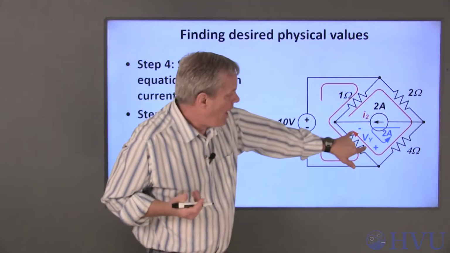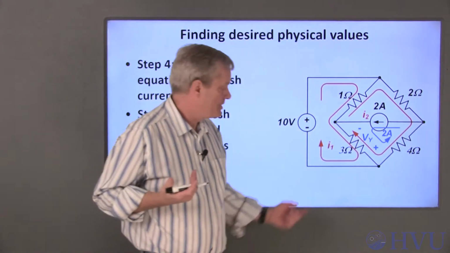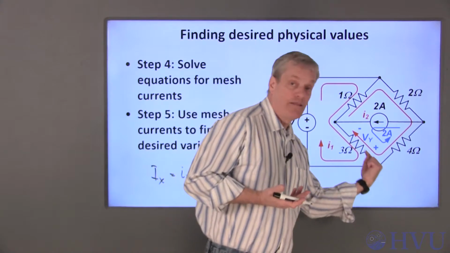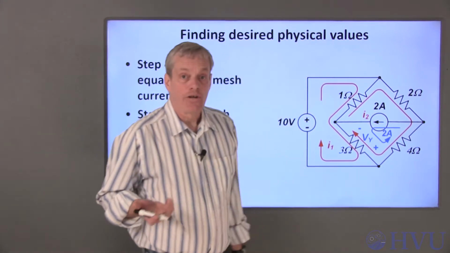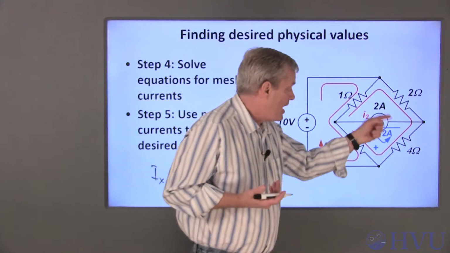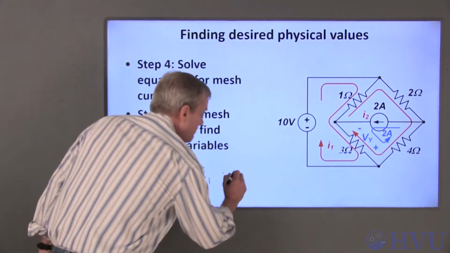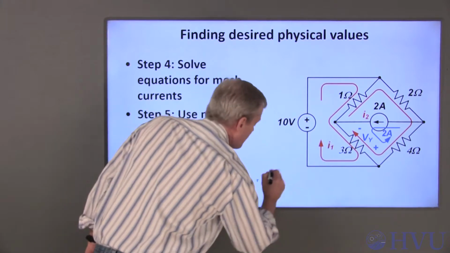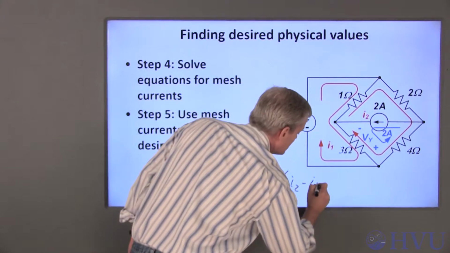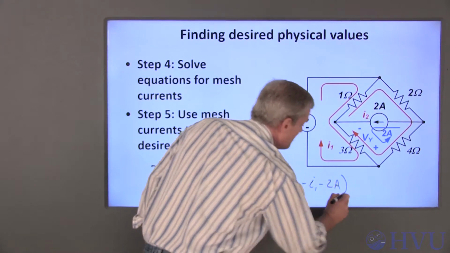The voltage Vy by Ohm's law is the resistance, 3 ohms, times the current through the resistor, with this being in the positive direction. The current is then I2 minus I1 minus 2 amps. So my voltage Vy is equal to 3 ohms times (I2 minus I1 minus 2 amps).